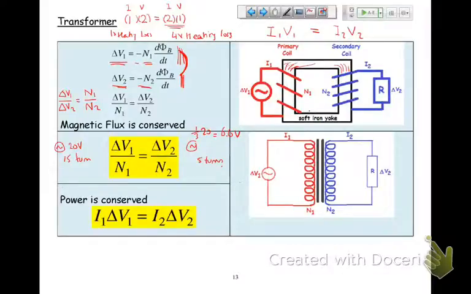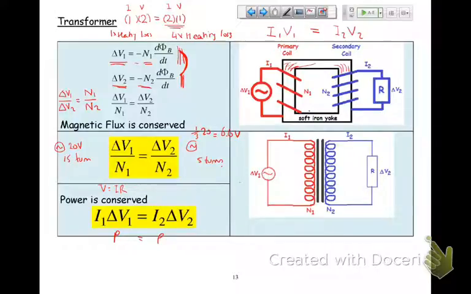It's very nice. If I want, I can use V equals IR, and I can say my current in the first times my potential difference on the first is equal to my current in the second times my potential difference on the second. That's just saying the power equals the power. You don't get anything and you don't lose anything. Now you do lose. They're not 100% efficient. There's a lot of heating that takes place, but they try to minimize it.